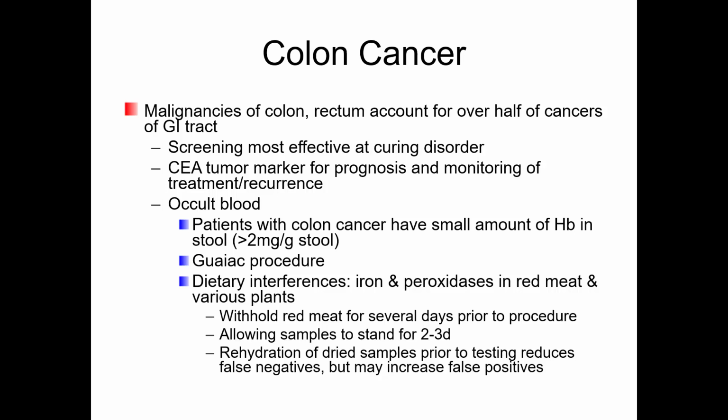Occult blood: patients with colon cancer have a small amount of hemoglobin in their stool, greater than 2 milligrams per gram of stool. The Guaiac procedure is also used. Dietary interferences include iron and peroxidases in red meat and various plants. Withhold red meat for several days prior to the procedure. Allow the samples to stand for 2 to 3 days. Rehydration of dried samples prior to testing reduces false negatives but may increase false positives.